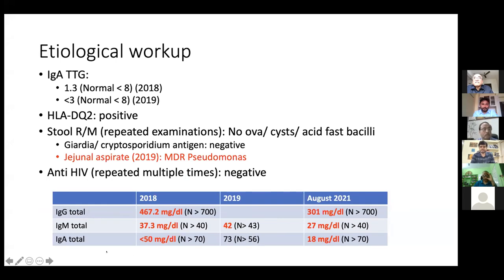However, something that is interesting is the immunoglobulin profile, which has also been done multiple times. IgA has been deficient on two of the occasions, and IgM has been deficient on multiple occasions. IgG also has been deficient on both the occasions when it has been measured. So this immunoglobulin profile certainly points towards immunodeficiency. Whether it is primary or secondary will again require certain investigations.